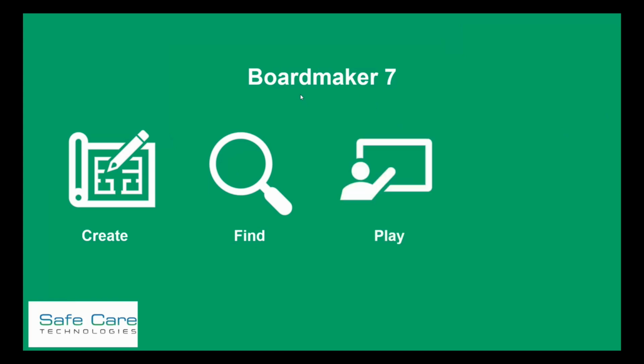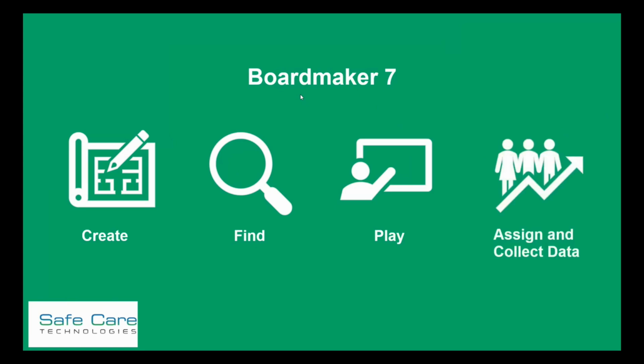So Boardmaker itself, Boardmaker 7. With Boardmaker 7, there's four kind of elements to it. The first is creating your boards. The second is finding your boards. So first of all, you can create your boards using printable and interactive. You can create from scratch or you can use the template ones, and you can do that by using the find section on the Boardmaker 7 editor. You can also use the interactive boards as well. And you can also assign and collect data, which I'll talk about in a while on the Boardmaker Student app.